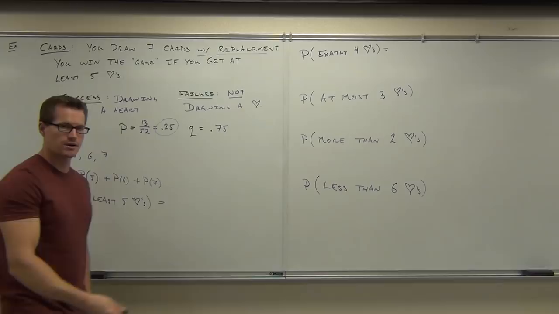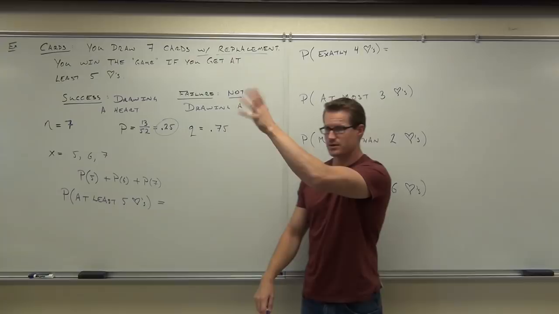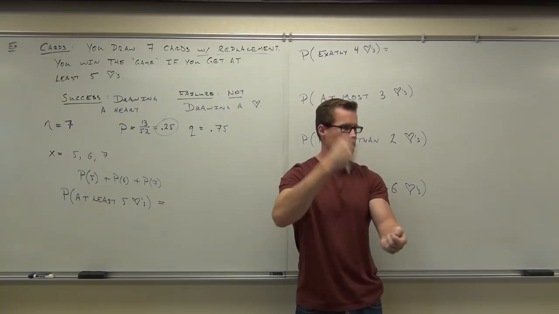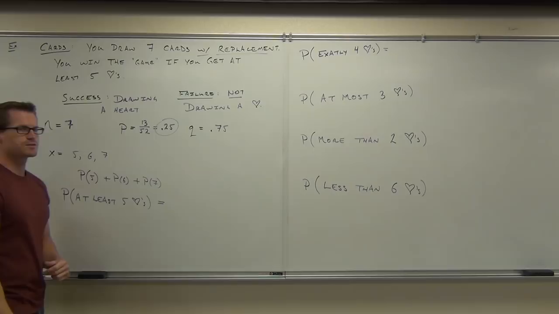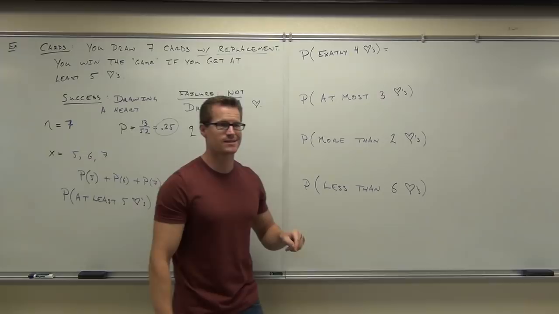We have 5 games we're going to play with this one example, okay? So I have your cards. We're drawing one, putting it back. Drawing one, putting it back. We're going to do that 7 times. What I want to do is find the probability of getting at least 5 hearts. Then exactly 4, at most 3, more than 2, less than 6.